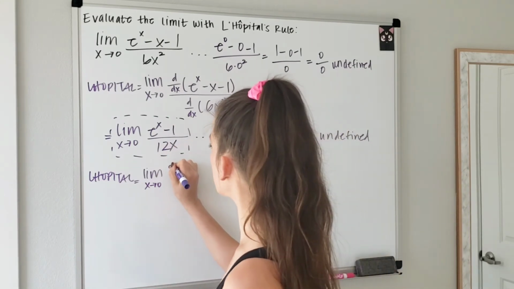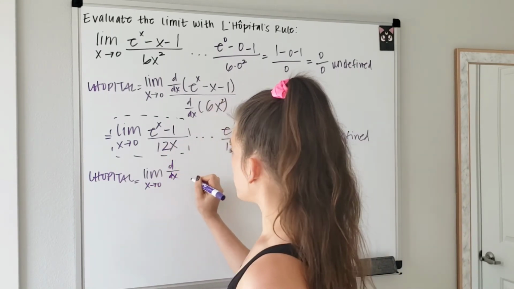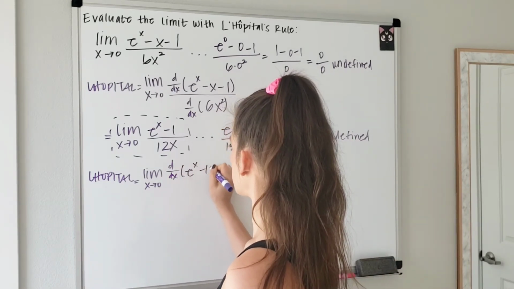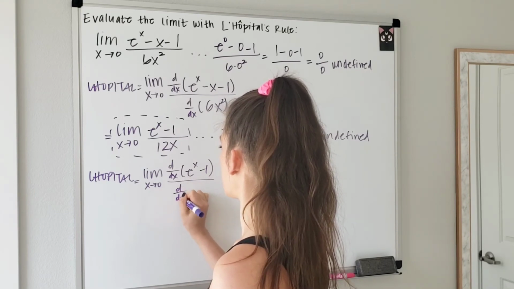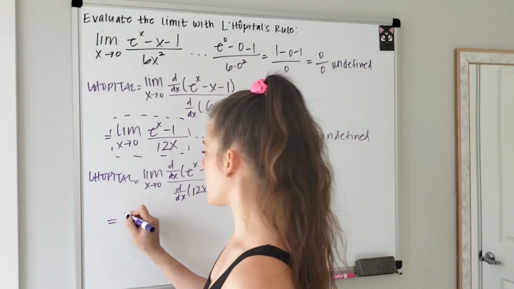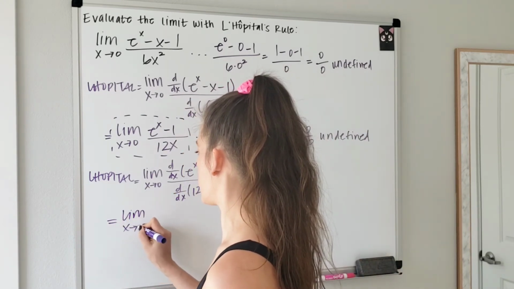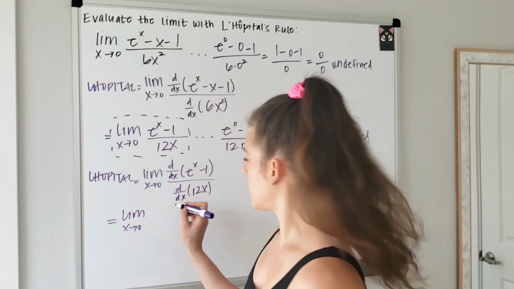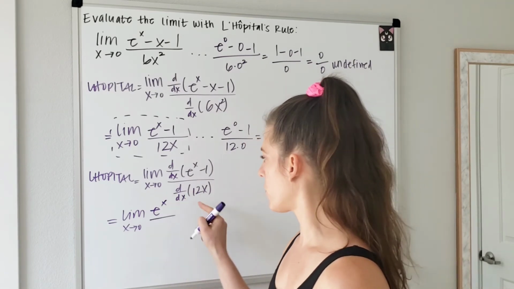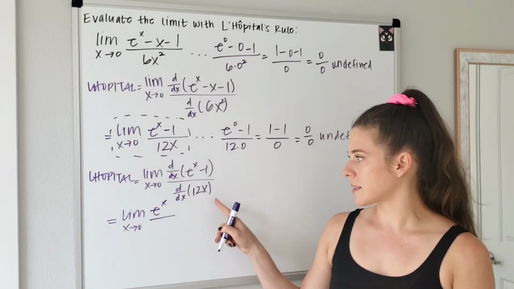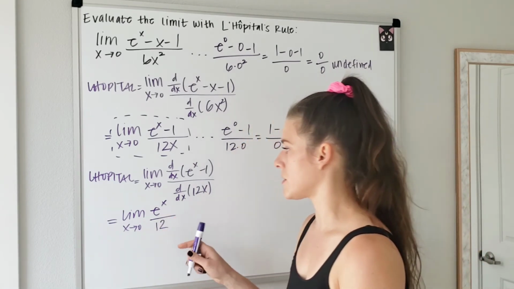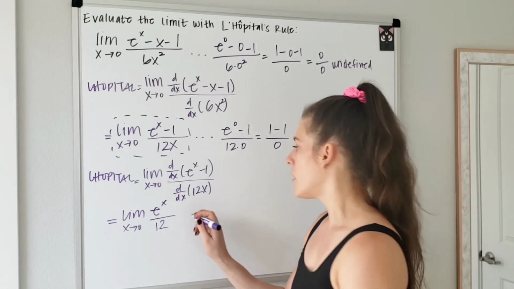All right, so the limit as x approaches 0 of the derivative with respect to x of the numerator, e to the x minus 1, all over the derivative with respect to x of the denominator, 12x. This is going to be a little bit easier. We've done most of this already. The derivative of e to the x is just e to the x. The derivative of a constant is 0, so that's it for the numerator, all over the derivative of 12x. We know the derivative of x is just 1, and the constant just stays. So this derivative is e to the x over 12.